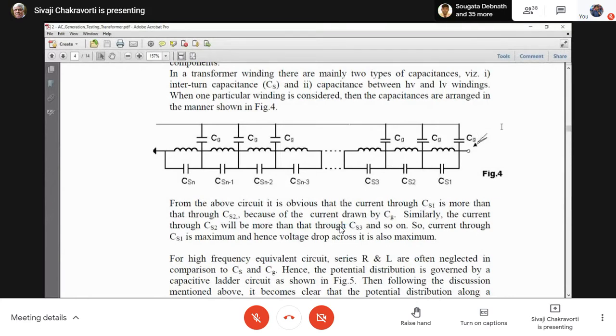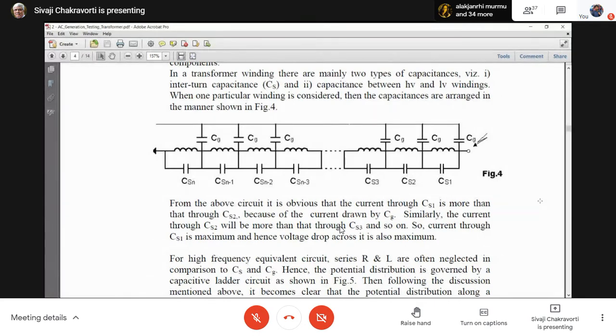Now, normally, when you studied the power transformer in your course, these capacitances were not shown. Why? Yes, there is a reason. When the frequency is 50 hertz, the reactance of the inductance is omega L, where f is 50 hertz.